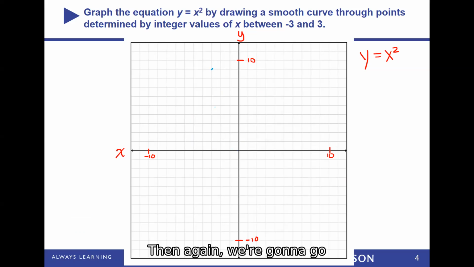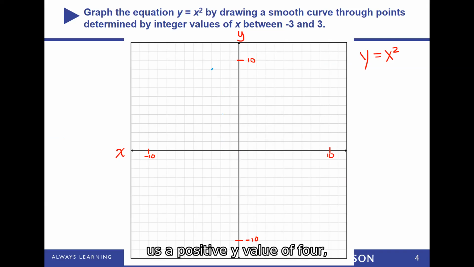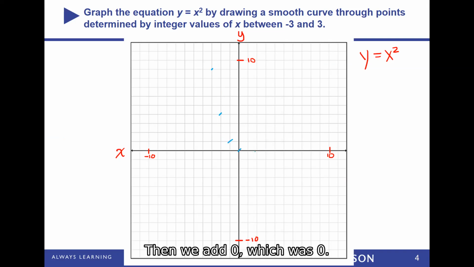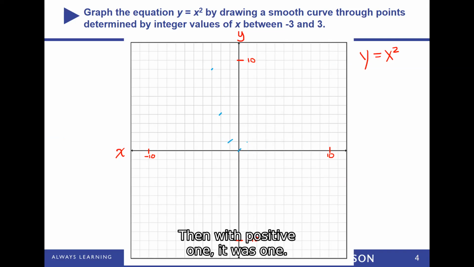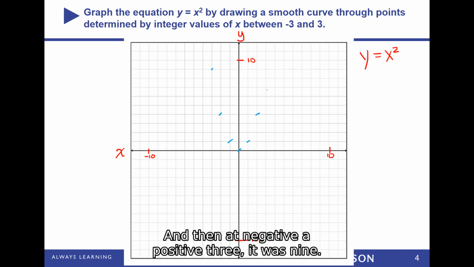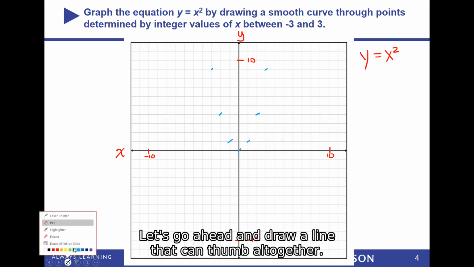Okay. And then again, we're going to go to -2, and remind yourself that -2 squared gave us a positive y value of 4, which would be about right there. And then at -1, it was 1. Then we had 0, which was 0. Okay. And then with +1, it was 1. At +2, it was 4. And then at +3, it was 9. Okay. Now, with all of those, let's go ahead and draw a line that connects them all together.